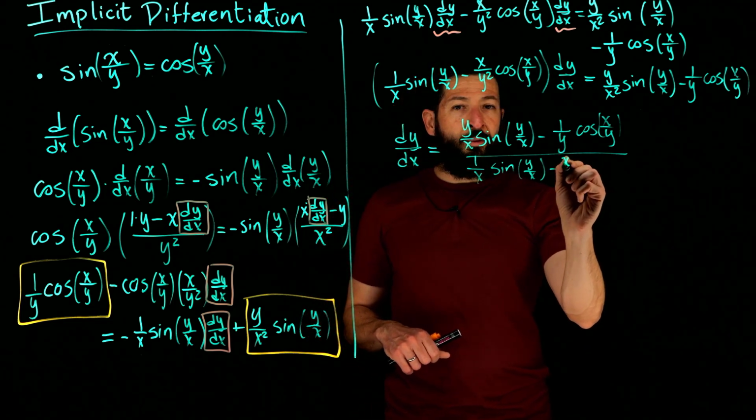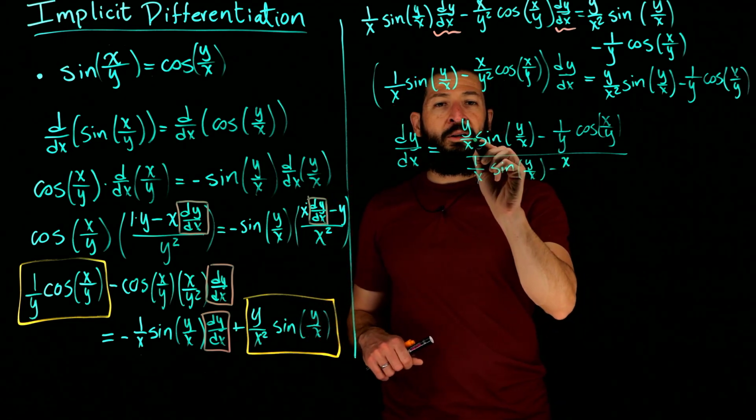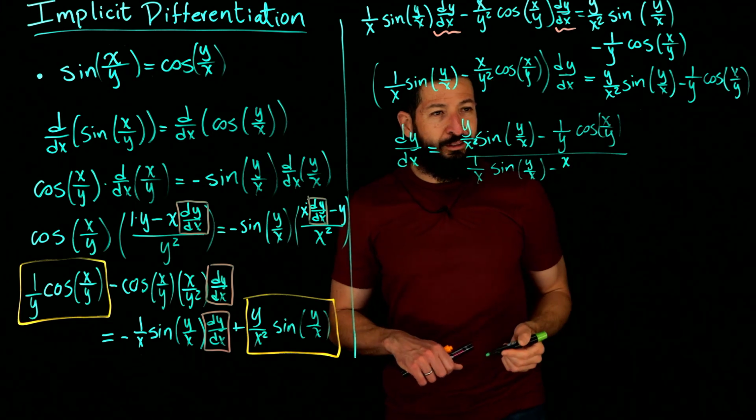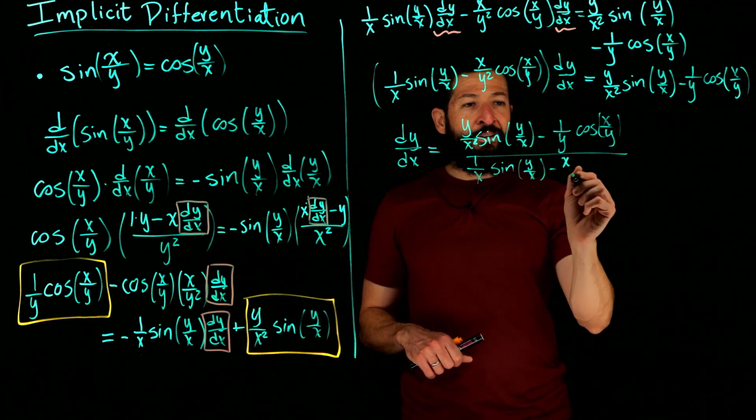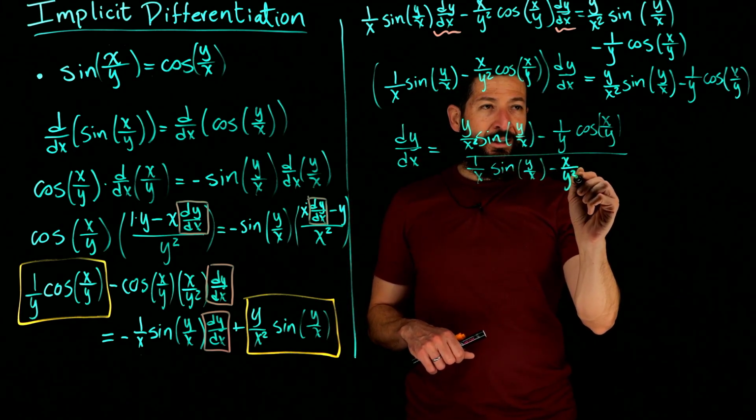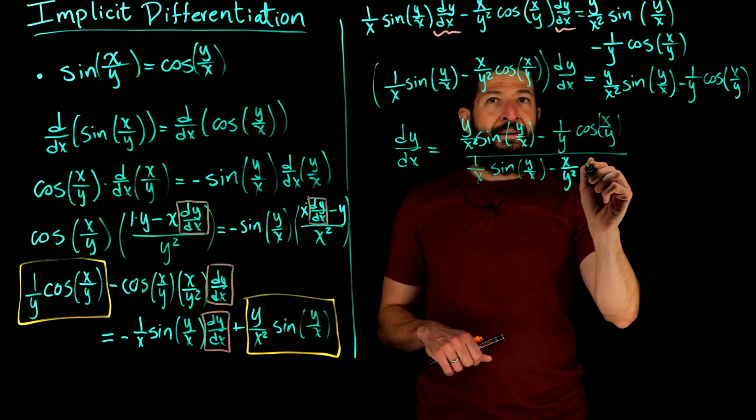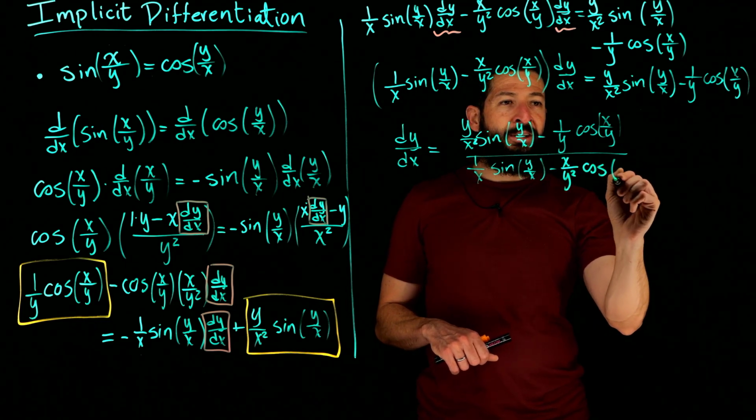And then x over y squared. Ooh, I dropped the square here. You see, it has to be symmetric because of the way we wrote it. So x over y squared. I noticed there was a problem there. We fixed it already. So cosine x over y.